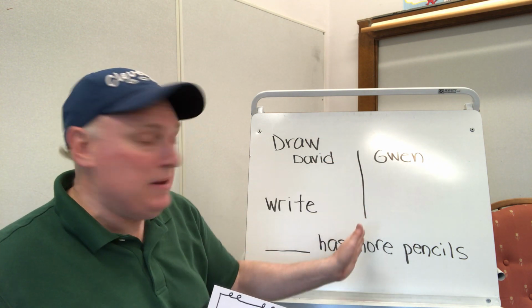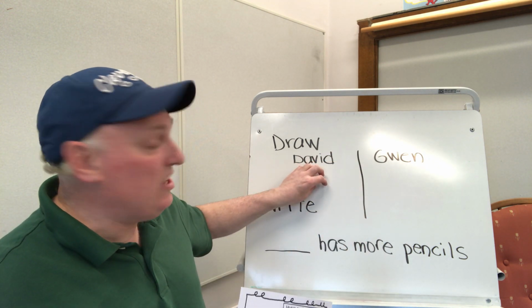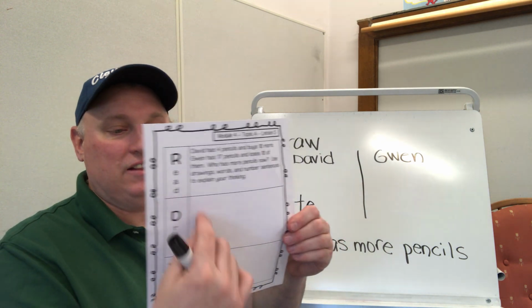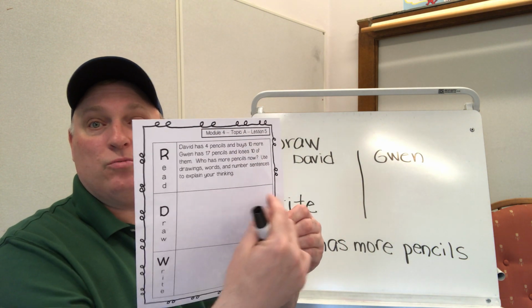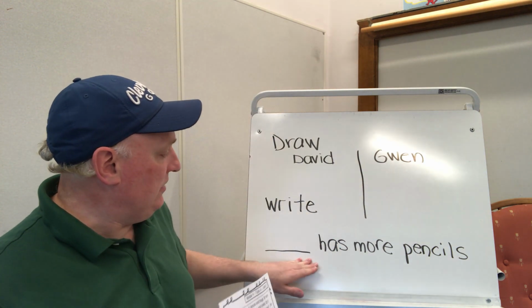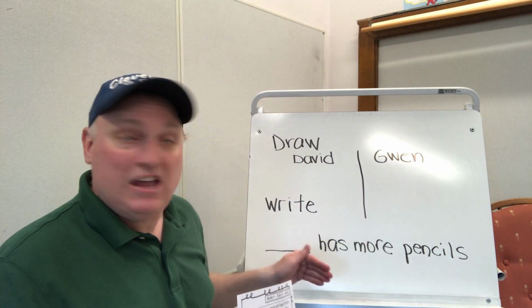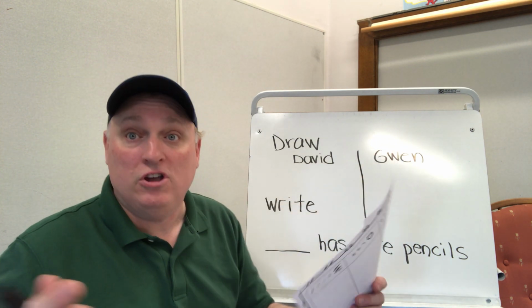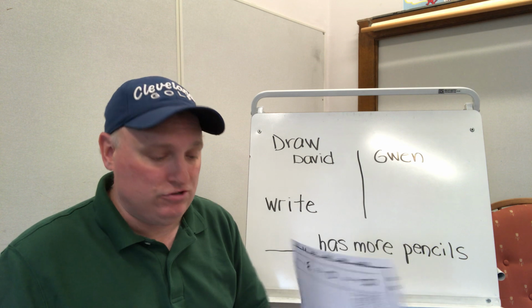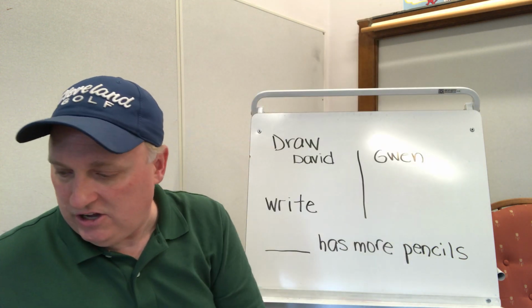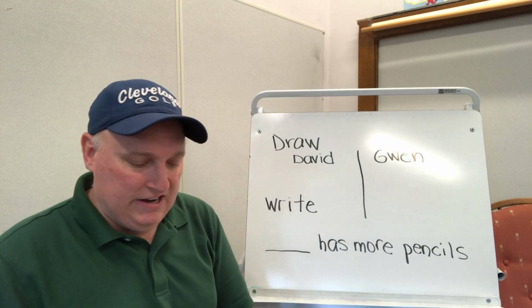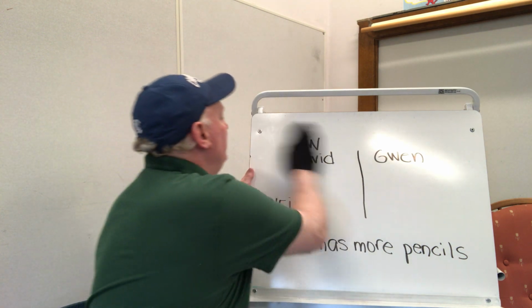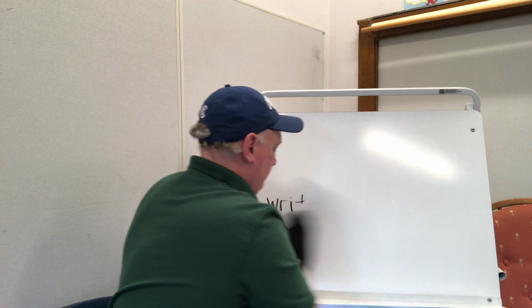So you're going to divide the paper down the middle with a line. Do all David's work on one side, like over here, and all Gwen's work over here. And then in the right section, you're going to write blank has more pencils. It's either going to be David has more pencils or Gwen has more pencils. So I want you to see if you can figure that out. Okay, so that's done. Now we're going to get into our actual math lesson for today.